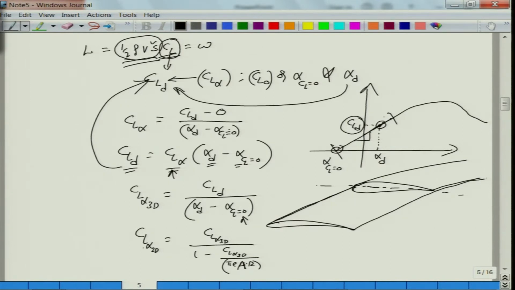Once you know CL alpha 2D, you can find out, based upon alpha at which CL is equals to 0, CL naught 2D. CL naught 2D is equals to minus CL alpha 2D times alpha at which CL is equals to 0. So, you can find out 2D, as well as from here you can also find out the 3D CL naught required. CL naught required is like CL alpha 3D times alpha at which CL is equals to 0, with a minus sign.